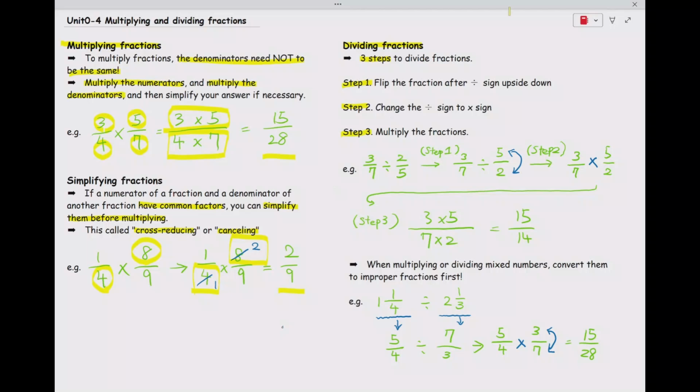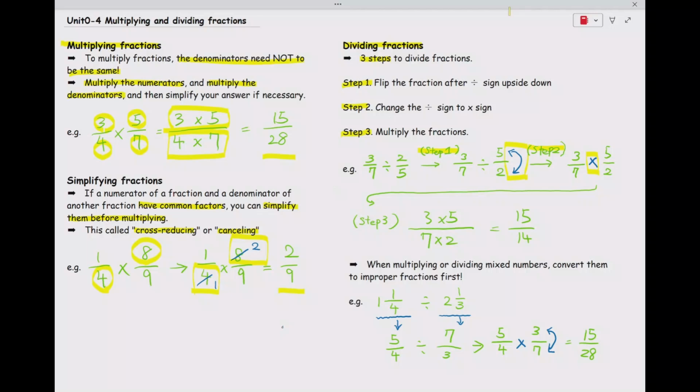To solve this, just follow the 3 steps. Step 1. Flip the fraction after the division sign upside down. So, flipping 2/5 upside down gives you 5/2. Step 2. Change the division sign to multiplication sign. So, it becomes 3/7 times 5/2.